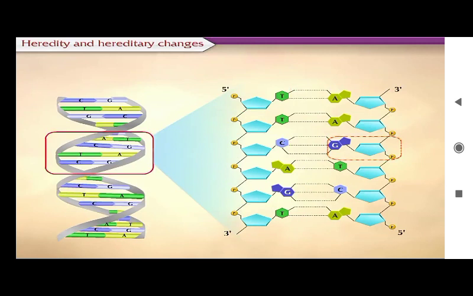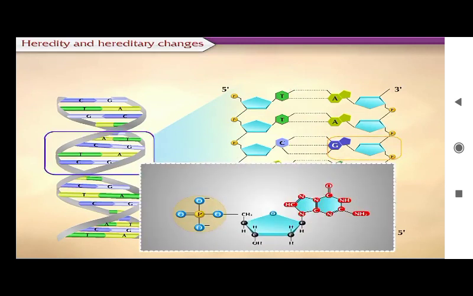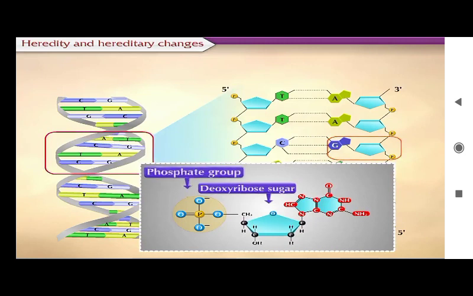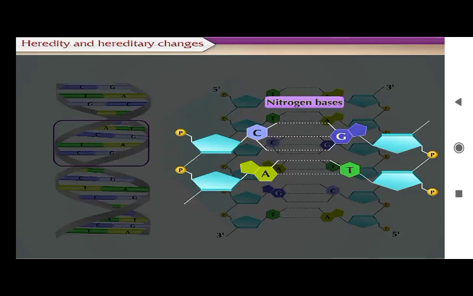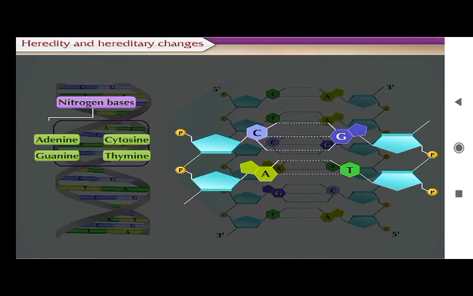A nucleotide is made up of three main components: deoxyribose sugar, phosphate group, and nitrogen base. Nitrogen bases are of four types: adenine, guanine, cytosine, and thymine. These nitrogen bases are grouped into two types: purines and pyrimidines. Adenine and guanine are called purines, while cytosine and thymine are called pyrimidines.